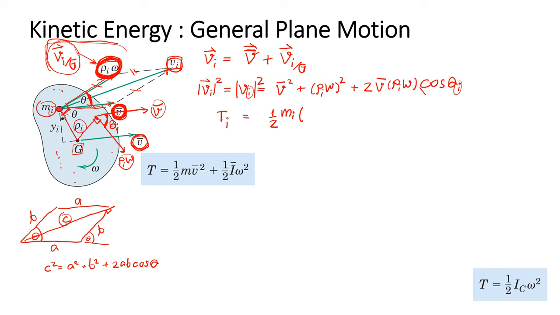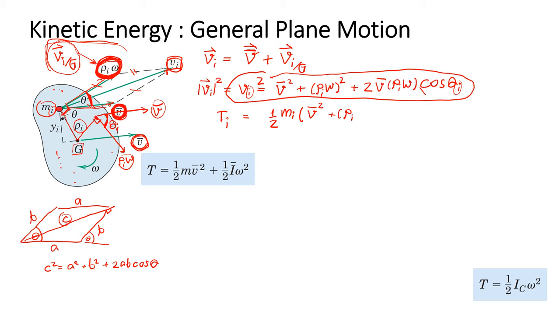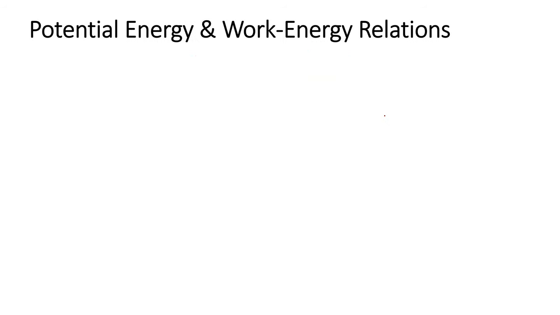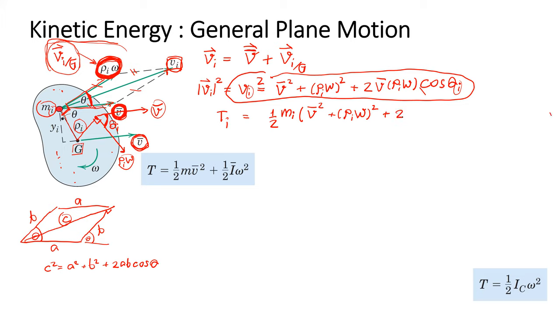So yes, this component is equal to v_i squared. The magnitude of the v_i vector squared is equal to v bar of the center of gravity squared, plus rho_i, the radius, which depends on any single particle on the rigid body, times omega, which the rigid body shares, squared, plus 2 v bar rho_i omega cosine theta_i, like this.